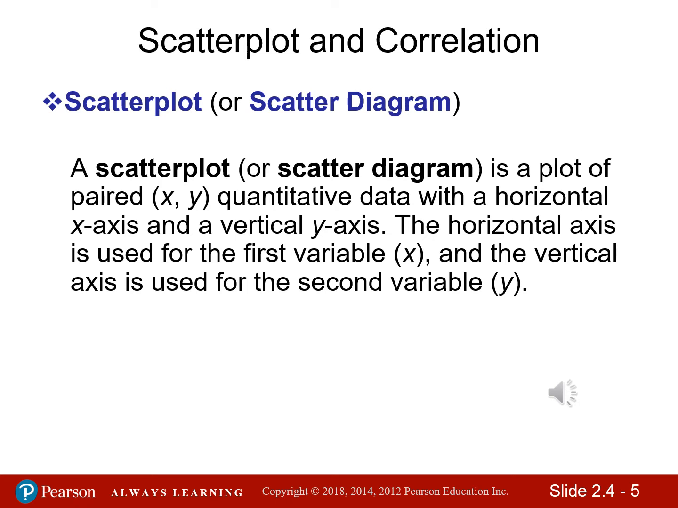A scatter plot, or a scatter diagram, is a plot of paired XY quantitative data with a horizontal x-axis and a vertical y-axis. The horizontal axis is used for the first variable x, and the vertical axis is used for the second variable y.